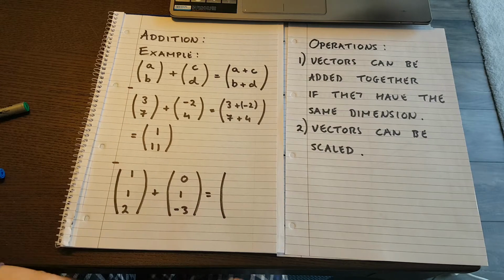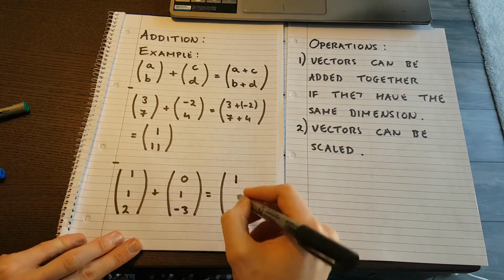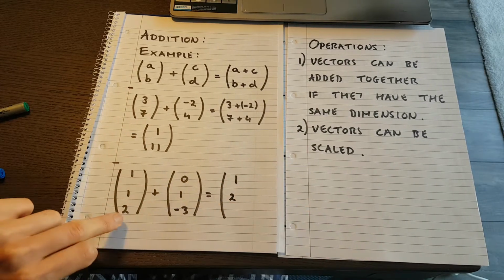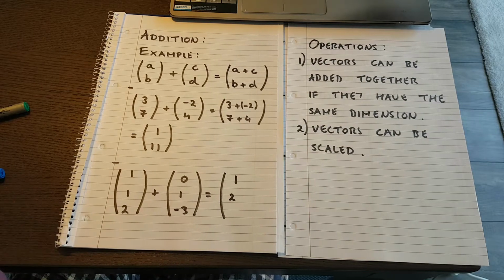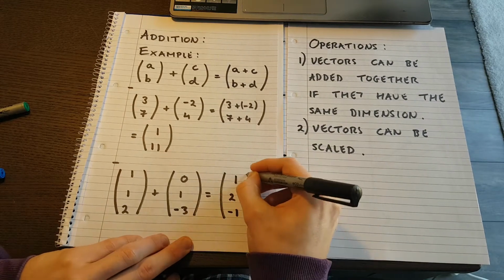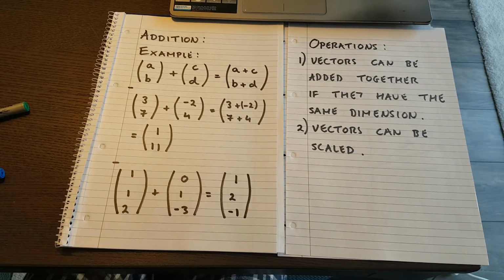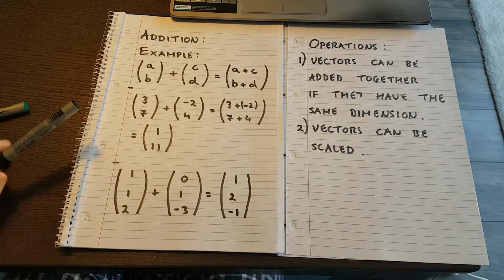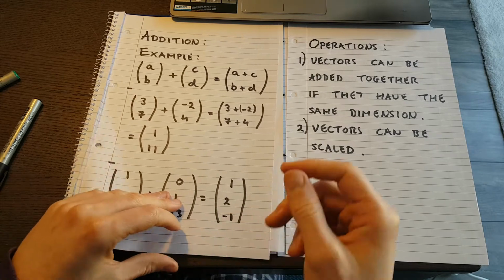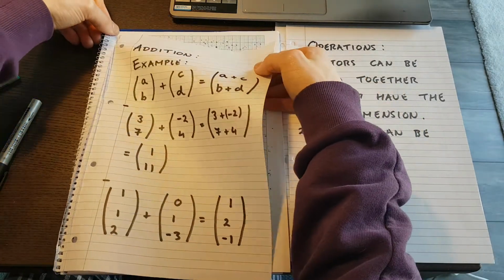I would have 1 plus 0, which is 1. I would have 1 plus 1, which is 2. And then I would have 2 minus 3, which is minus 1. Okay, so that's an example with 3 dimensions. We just add component-wise exactly the same way that we've done.